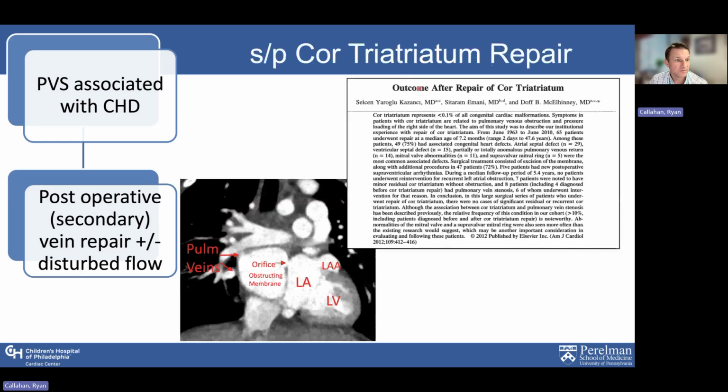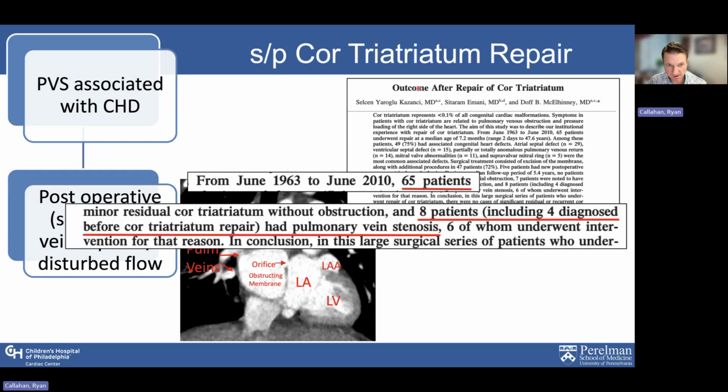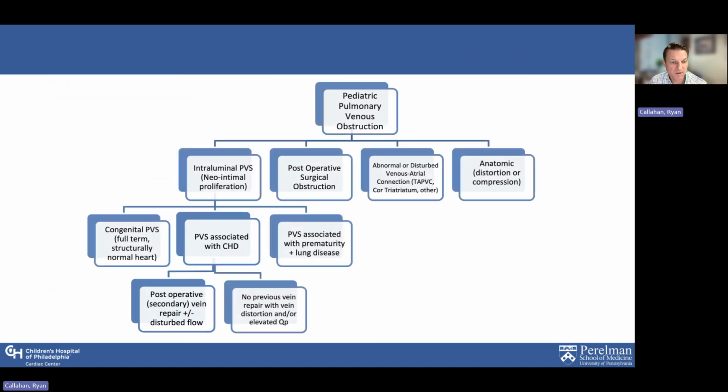Another type of repair is the cor triatriatum repair. Actually, it's not a vein repair. They're just removing the membrane inside the heart, but this diagnosis is associated with PVS, as over 10% of the patients in this study had PVS associated with their cor triatriatum. So you might see that diagnosis come up from time to time.